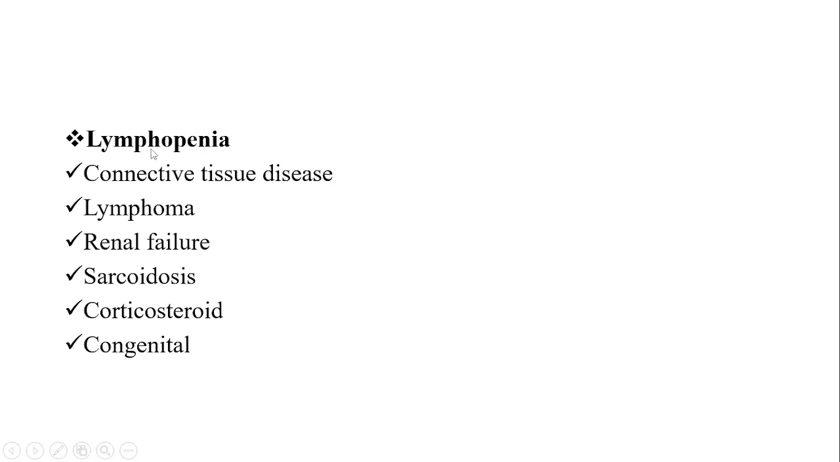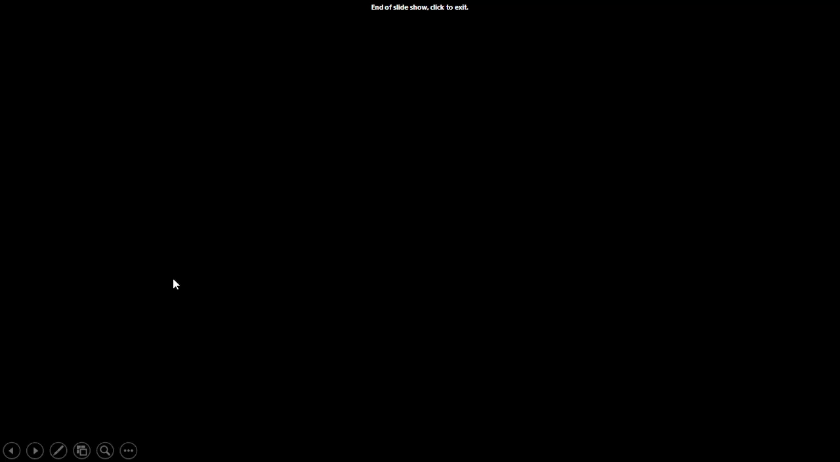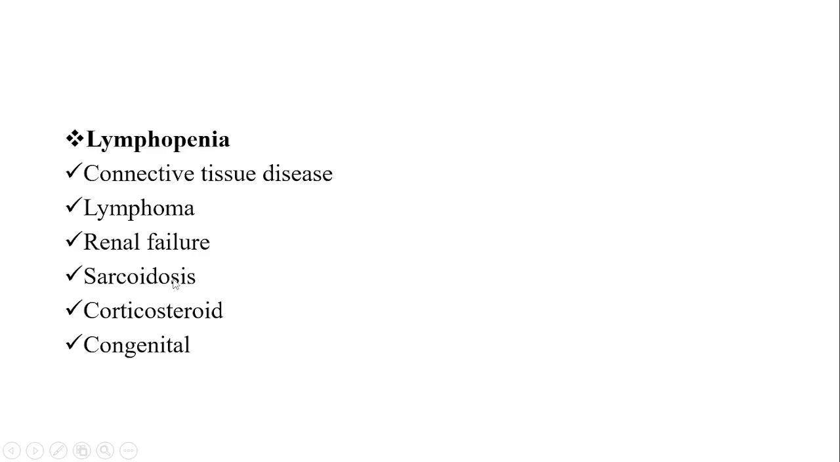Lymphopenia: how can the lymphocyte count decrease? It can decrease in connective tissue diseases, lymphoma, renal failure, sarcoidosis, corticosteroid use, congenital conditions. In these diseases, lymphocytes can be destroyed, so their count can also decrease.